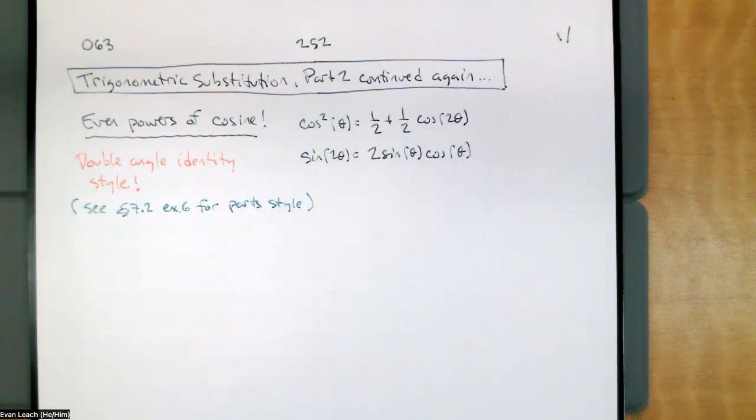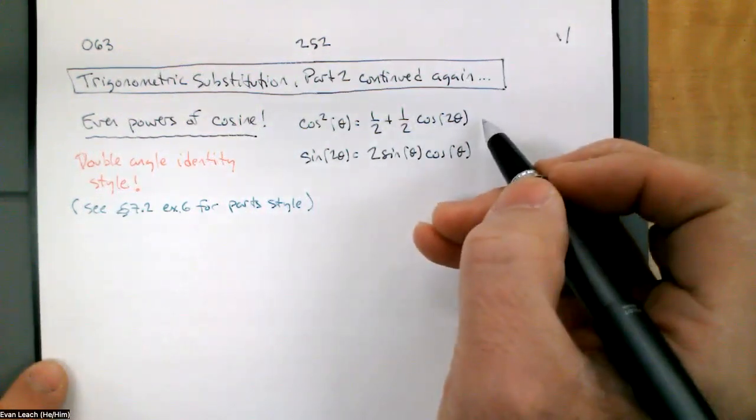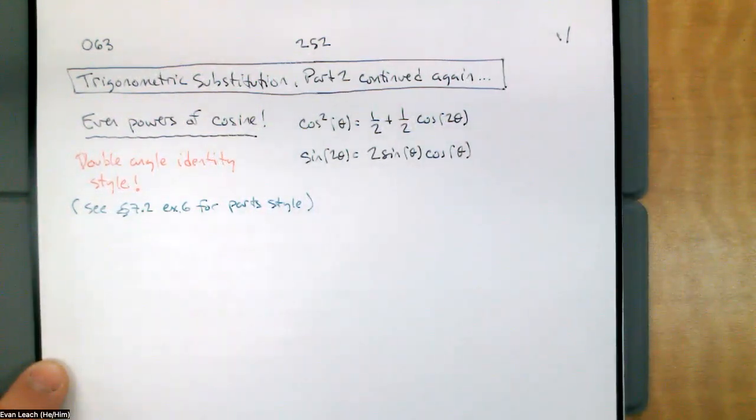Your textbook will integrate cosine squared using parts and a little bit of the trickery that we did last time. So that's kind of cool. I recommend you check it out. What we're going to do is use a double angle identity to help us integrate even powers of cosine.